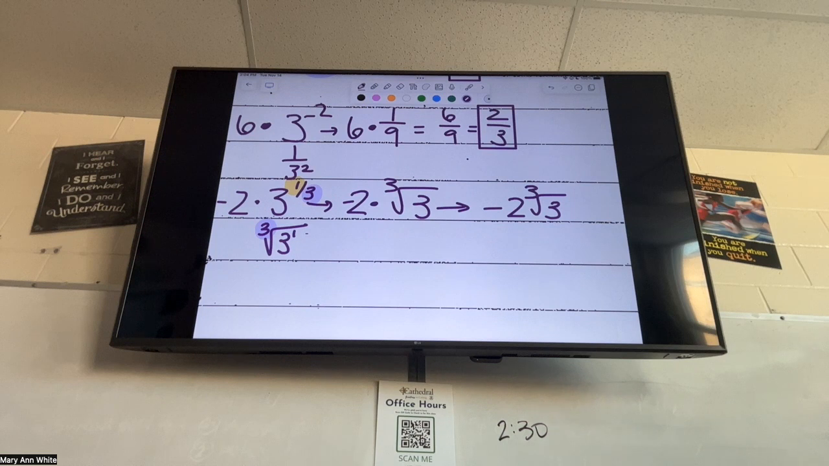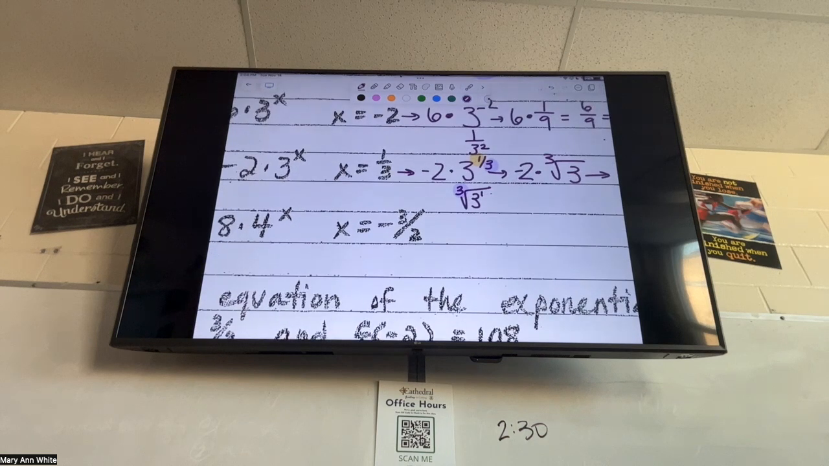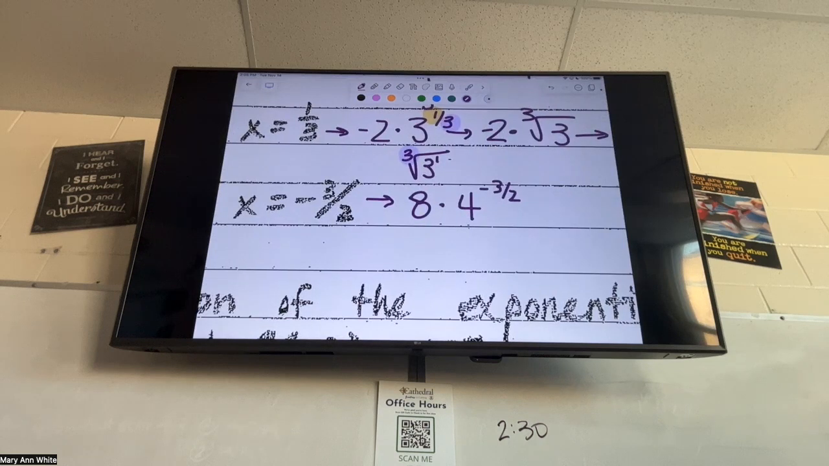Okay, now this last one, it has a negative and it has a fraction. So we're going to do 8 times 4 raised to the -3/2. Okay. What does that negative do again to my 4? Moves it below. So I now basically have 1 over 4 to the 3/2. And what does that 3/2 do to my 4?